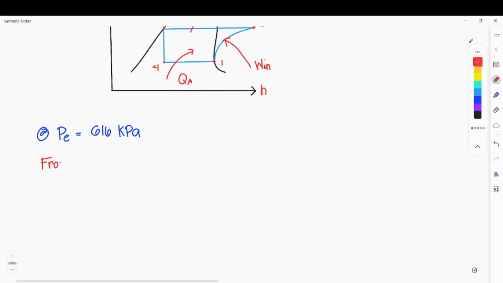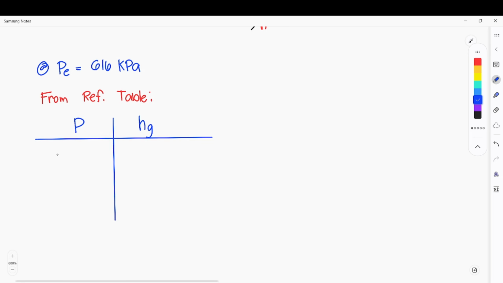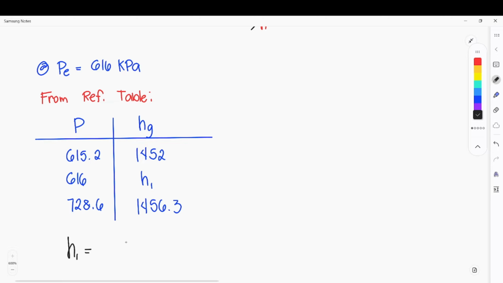And at that point, our refrigerant is what? The saturated vapor. So from your ref table, since wala tayong sakto na 616 kilopascal, we will interpolate. So, base from your ref table, we have here 615.2 and 728.6. Nasa gitna nila yung 616. So, lagay lang natin yung corresponding Hg nila. So, using your calculator, you'll find that H1 is equal to 1452.3 kilojoules per kilogram.